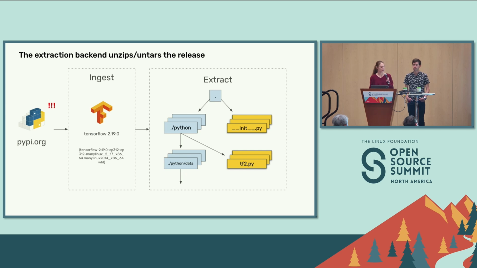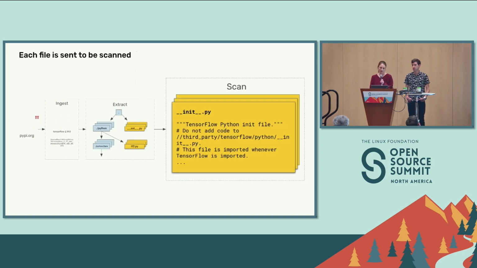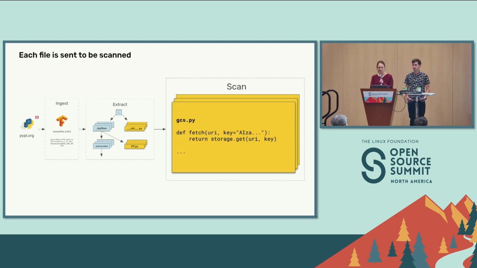And you can imagine that this release might contain a root directory, which has files and a bunch of other directories, and each of those directories has a bunch of files and directories and so on. Each of the files that get unpacked are then sent to be scanned. Now this is a pretty harmless init.py file, and it's not found to contain any leaked credentials. But you can imagine there's another file that does contain a leaked credential. In this case, we've got a hard-coded GCP API key as the default argument to this fetch function.